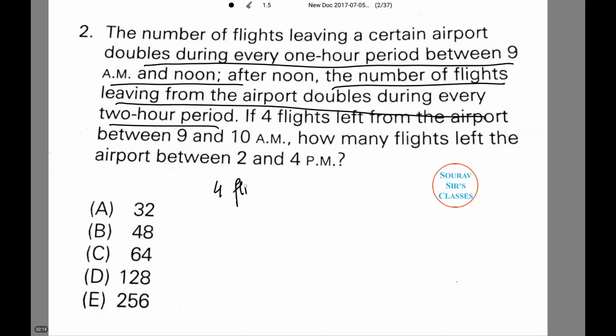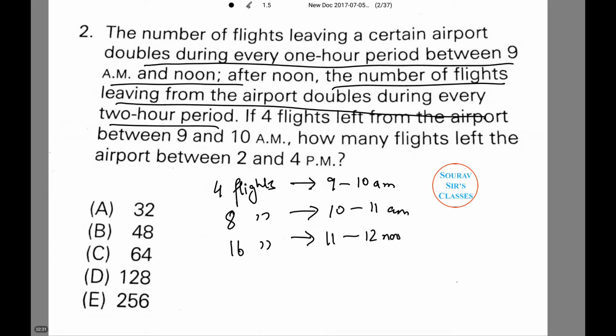Now, if 4 flights left the airport between 9 and 10 am, then 8 flights left between 10 to 11 am and 16 flights between 11 to 12 noon. Starting at noon, the flights begin to double every 2 hours. So 32 flights left between 12 to 2 and 64 flights left between 2 to 4 pm. Thus the correct answer is option number C.